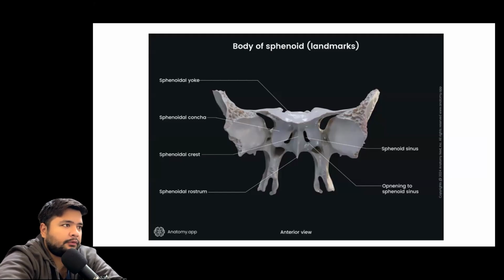So first of all, we need to get through the anatomy of the sphenoid bone because it is in the closest proximity from behind to the orbits.